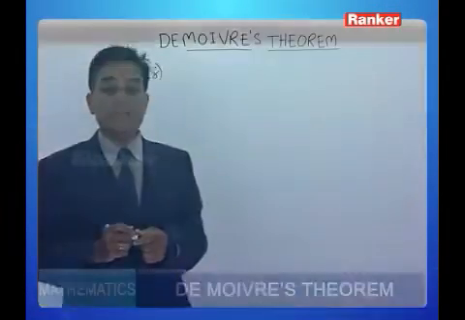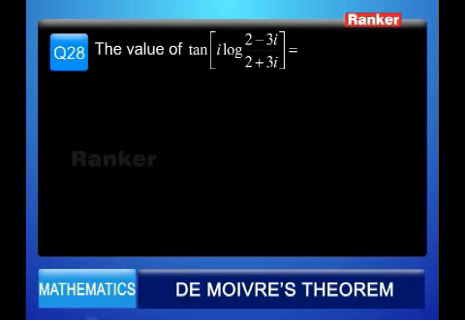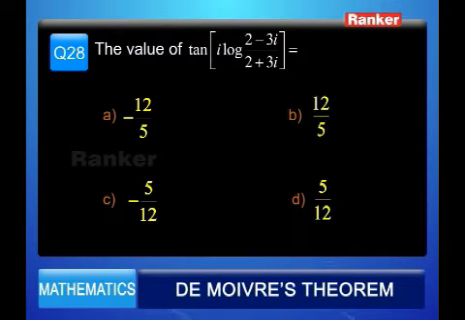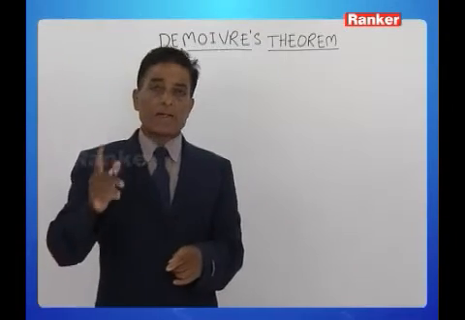Question number 28. The value of tan bracket open i log of 2 minus 3i by 2 plus 3i. Once again I repeat the question. The value of tan bracket open i log of 2 minus 3i by 2 plus 3i. Options are given. First option minus 12 by 5, second option plus 12 by 5, third one minus 5 by 12, and finally fourth option 5 by 12. Let us see the right answer and right option.